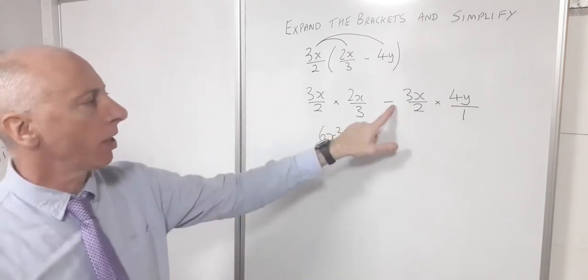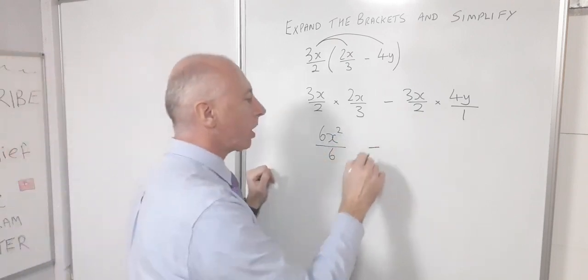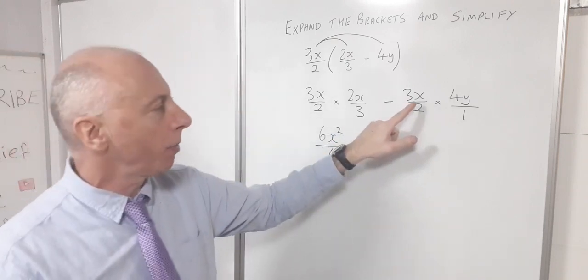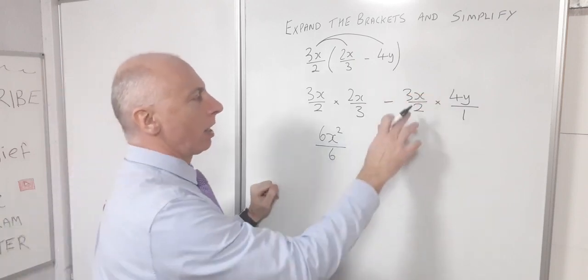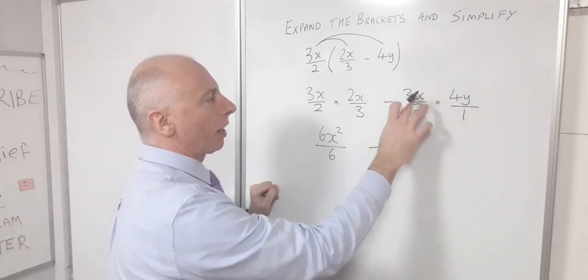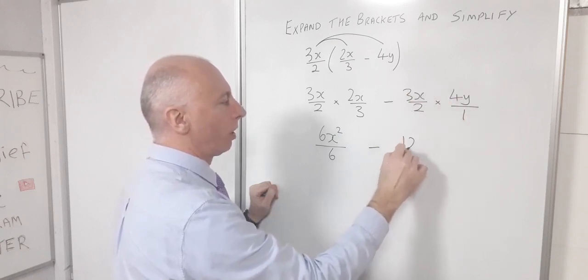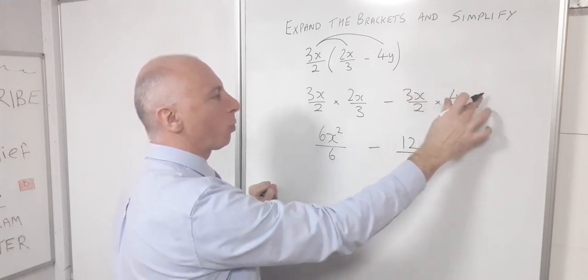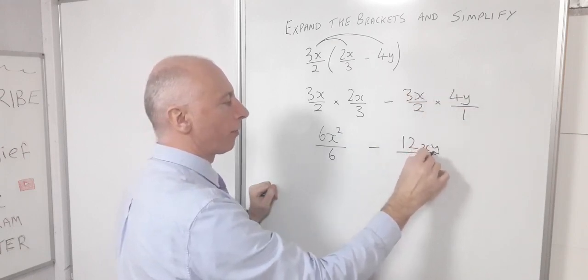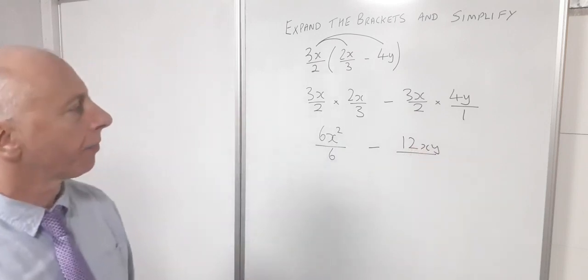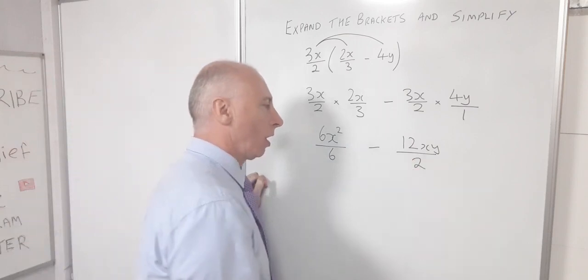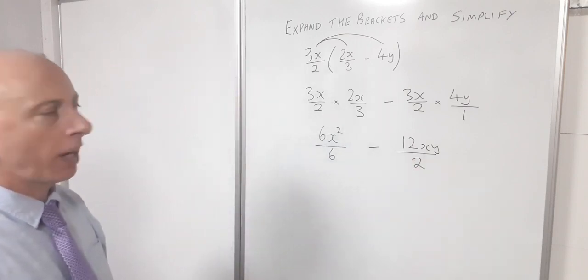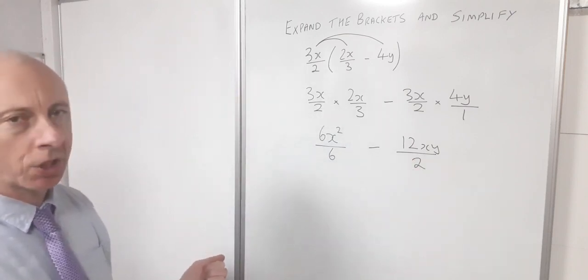Okay, now I've got a minus sign, and I need to calculate what happens when I multiply across my numerators and denominators here. So 3x times 4y. 3 times 4 is 12. x times y is xy. So that's my numerator. And then I've got 2 times 1, which is just 2. Okay, now that's not going to be my final answer because there's simplification which I can do.